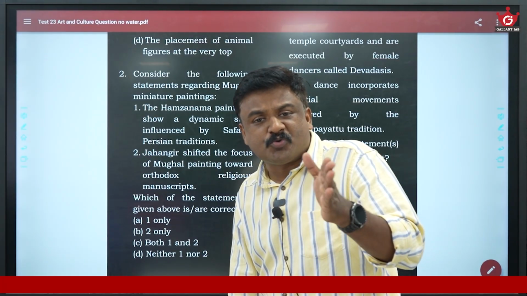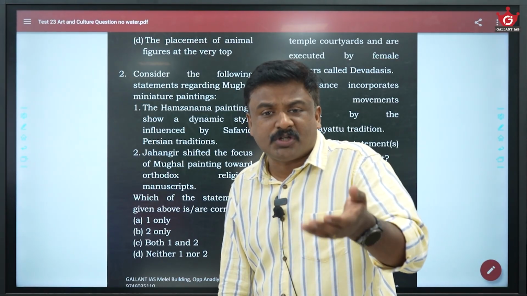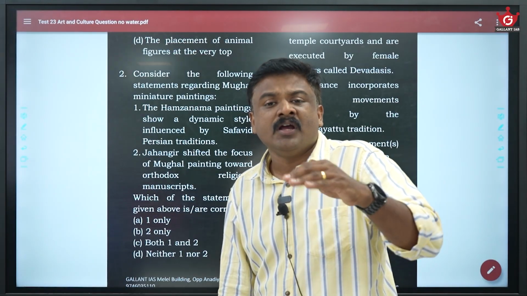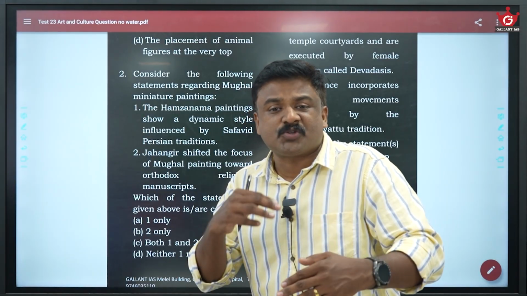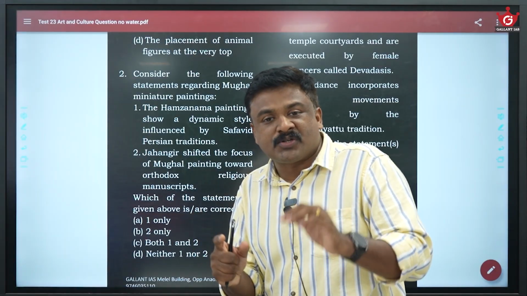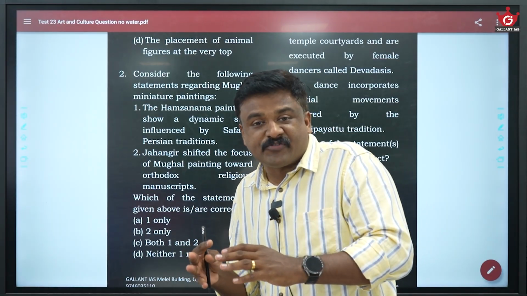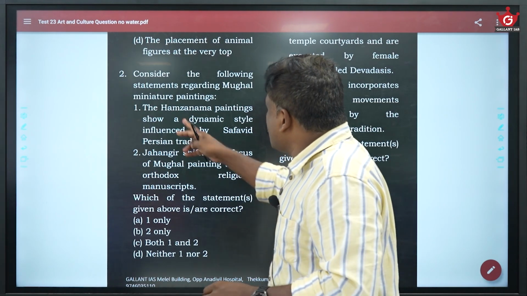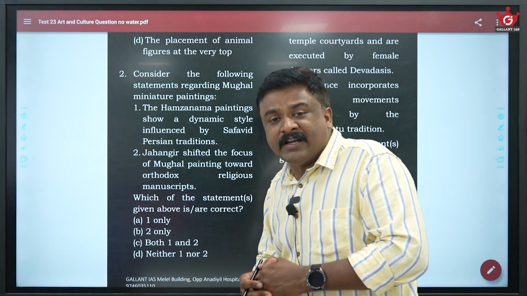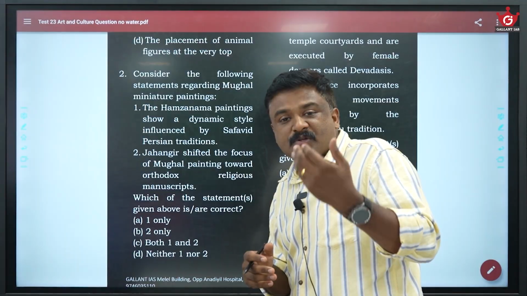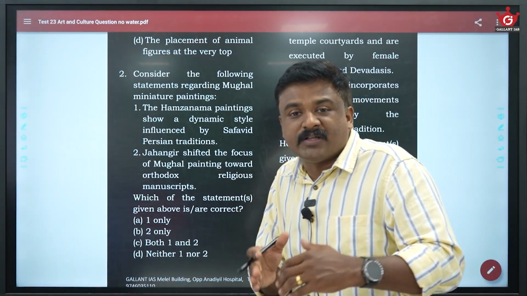During Akbar's time, it is illustration of manuscripts. Then coming to Jahangir, naturalism, realism, and portraiture are the features of his painting. Coming to Shah Jahan, there is artificiality, European influences, and stylization. If you know the characteristics of miniature painting during Akbar, Jahangir, and Shah Jahan, this is easily answerable. The Hamsanama painting shows a dynamic style influenced by Safavid Persian traditions. Obviously, that is a characteristic feature of Akbar. Hamsanama, these epic illustrated manuscripts, was a feature during Akbar.